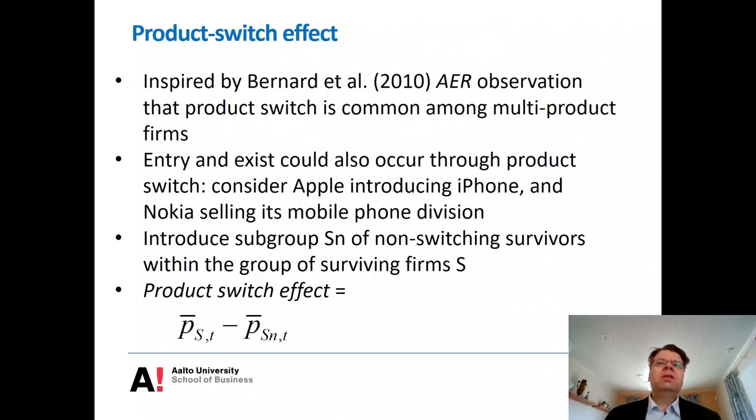Finally, before putting these things together, I also noticed this study of Bernard, Redding and Schott that I referred to earlier, which draws attention to multi-product firms. I mentioned that study in theme number 6, where we considered multiple outputs. In that study, the authors also note that product switching is relatively common among these multi-product firms. So it's common that over time, these multi-product firms enter new product lines or leave some production lines.